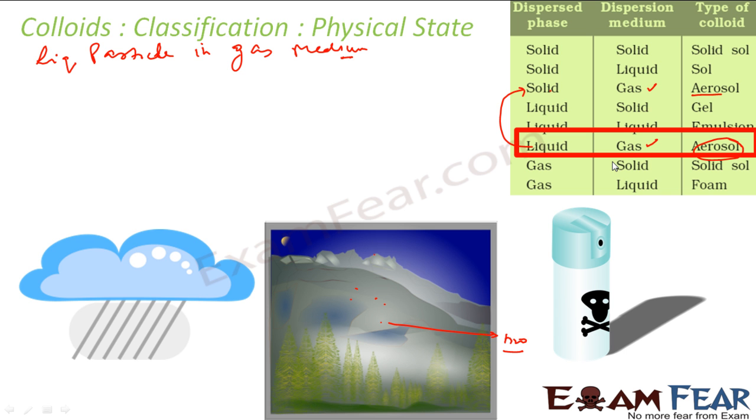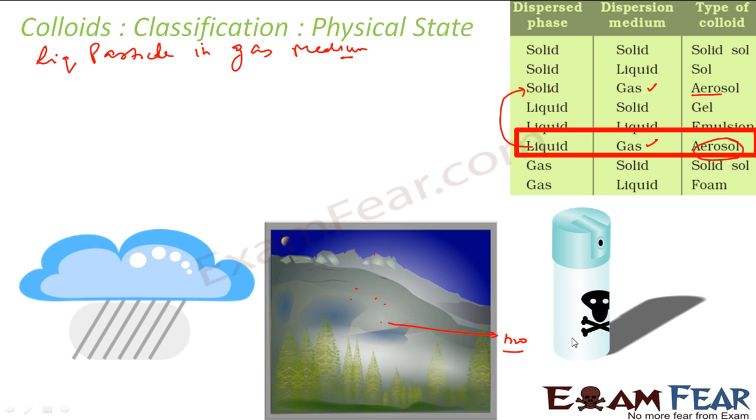Correct. The next example is mist. Mist is also similar to fog. Cloud also, if you see a cloud, it is gas, right? Cloud is a gas, but it has all the water particles. So cloud is also a good example of colloids of liquid particles in gas medium.